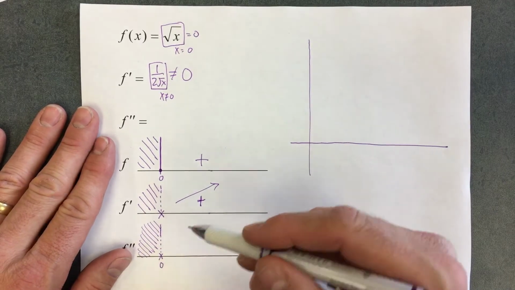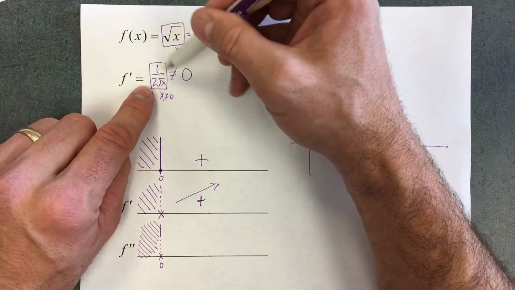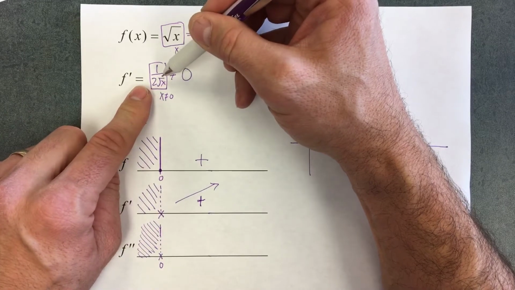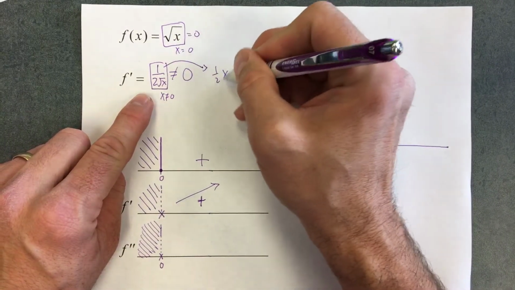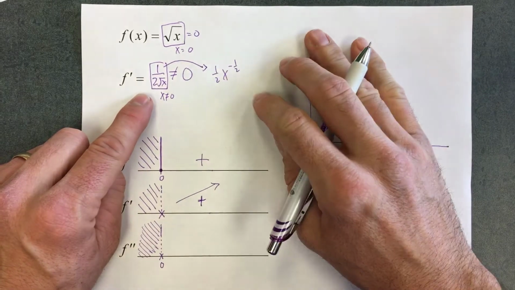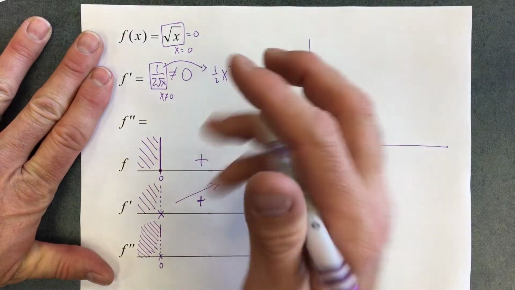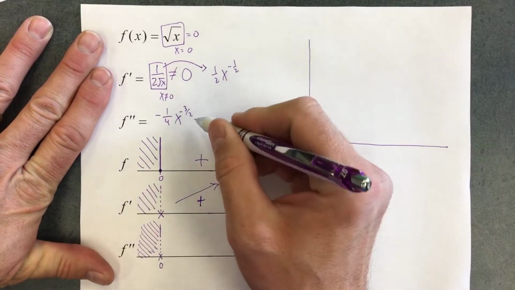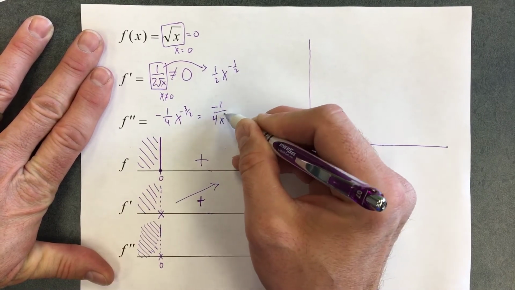So all I'm going to do now is take the derivative of this. Now this is an issue because I don't really want a quotient rule. I don't really want a 1 over something. So I'm going to rewrite this as 1/2 x to the negative 1/2, because it is. And I'm going to just use the old power rule to take the derivative of that, and then I'm going to rewrite that as negative 1 over 4x to the 3/2.